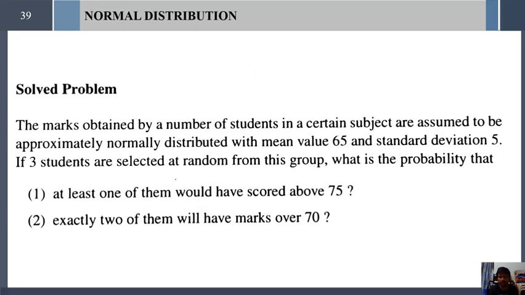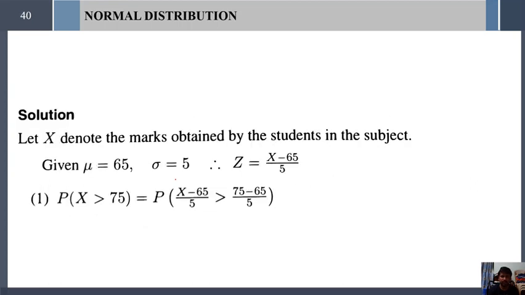The marks obtained by a number of students in a certain subject are assumed to be approximately normally distributed with mean value 65 and standard deviation 5. If 3 students are selected at random from this group, what is the probability that, first, at least one of them would have scored above 75, and exactly 2 of them will have marks over 70? So for this case, as usual, given mean mu equal to 65 and standard deviation equal to 5, therefore the z value equal to this.